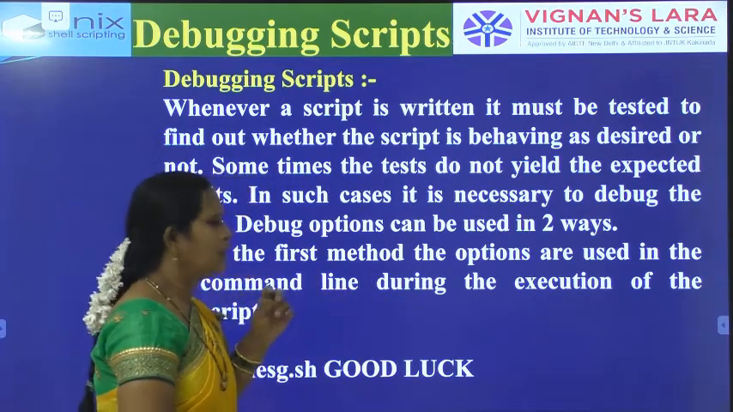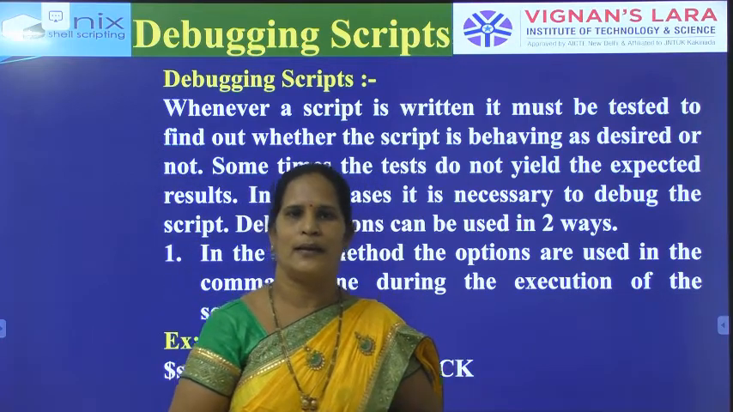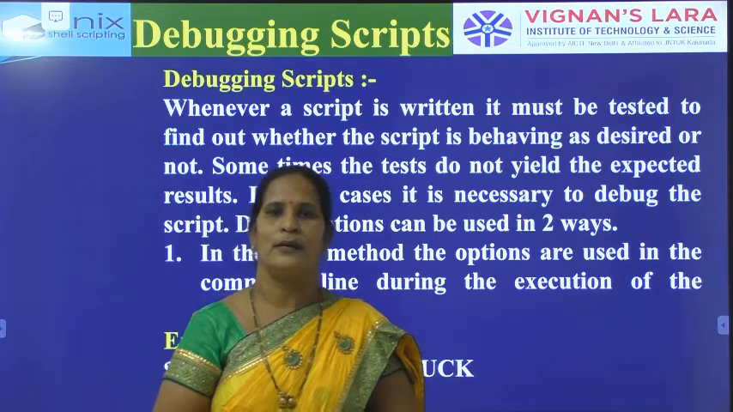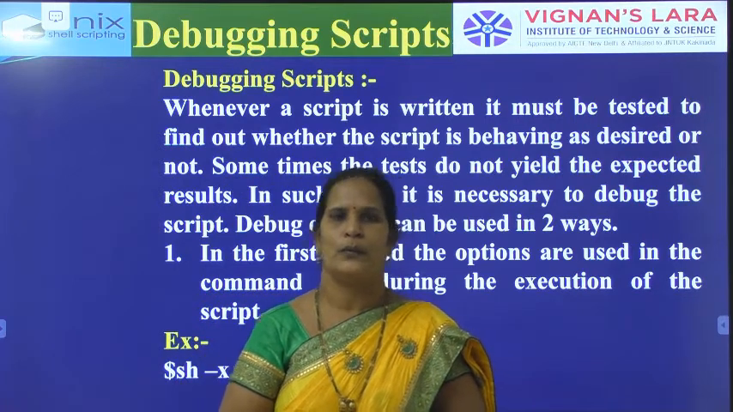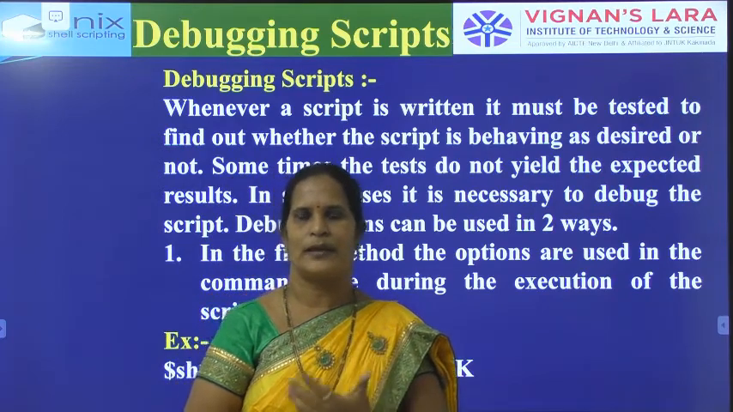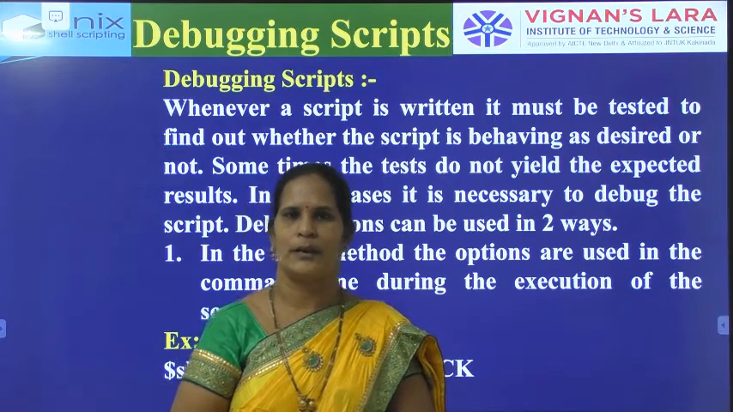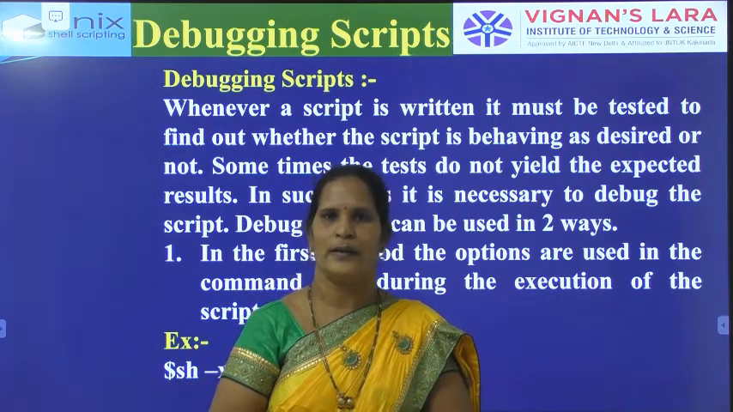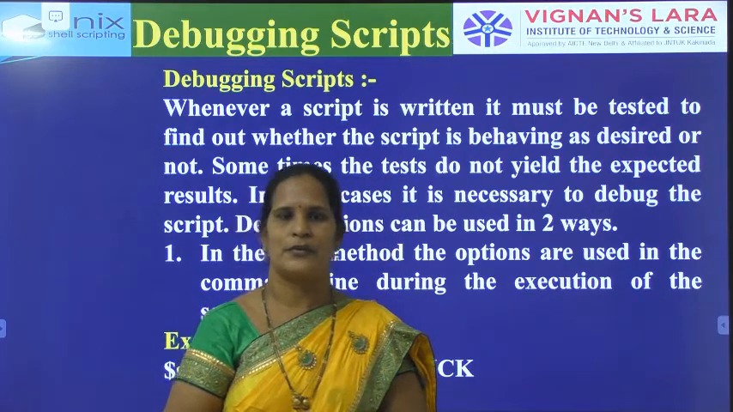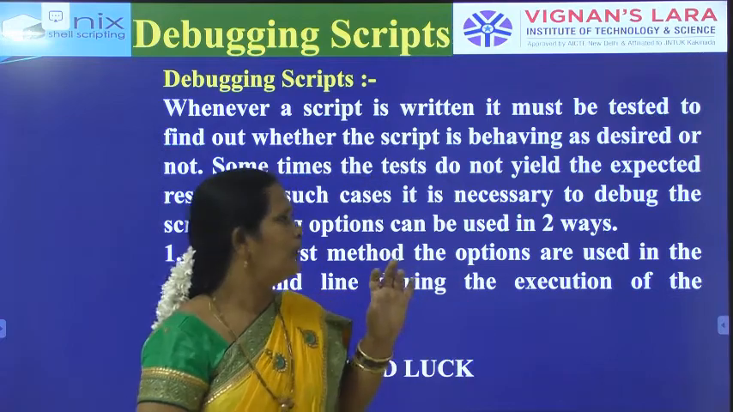In order to view the statements' execution line by line, there is one way in the Unix operating system: by using the debugging scripts concept. If the program is error free, we can directly get the output. If the program contains errors, then it is going to display the errors. First we have to check the execution of statements line by line by using this concept.